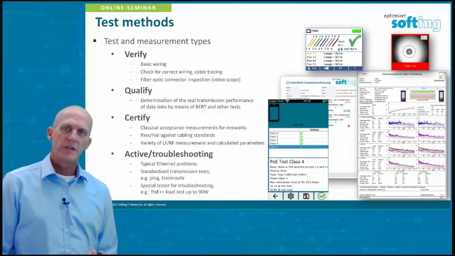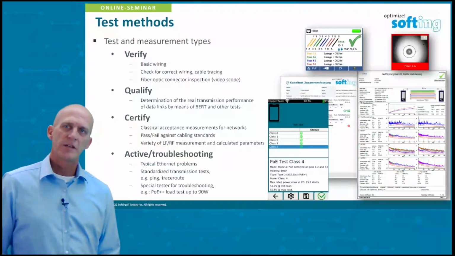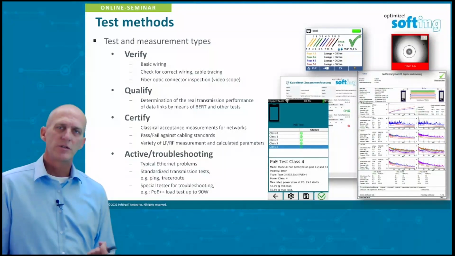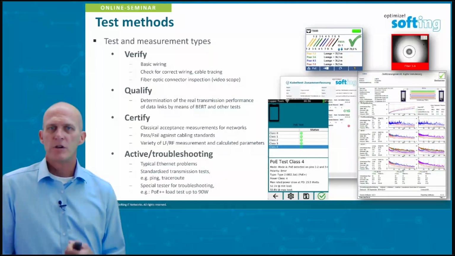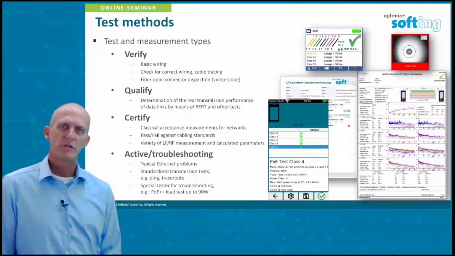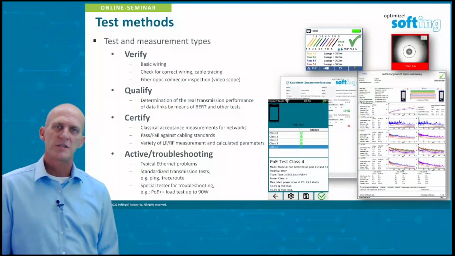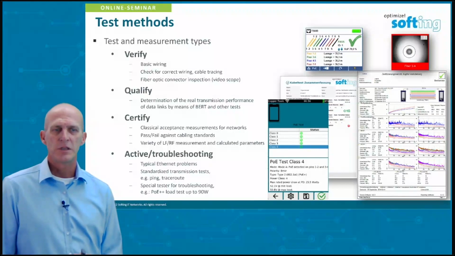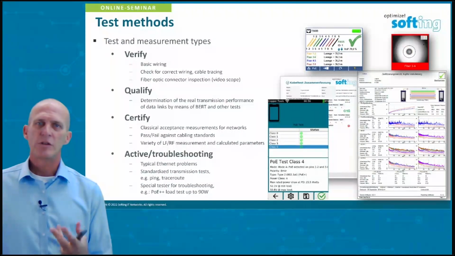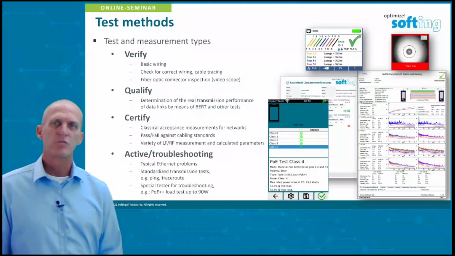And then we have testers or methods to do active troubleshooting. These devices can connect to Ethernet. They can find out how many participants are in a network, like in the screenshot you saw before. They can run diagnosis tests like PoE tests and many other tests in a network to determine if you have connection problems to the network.